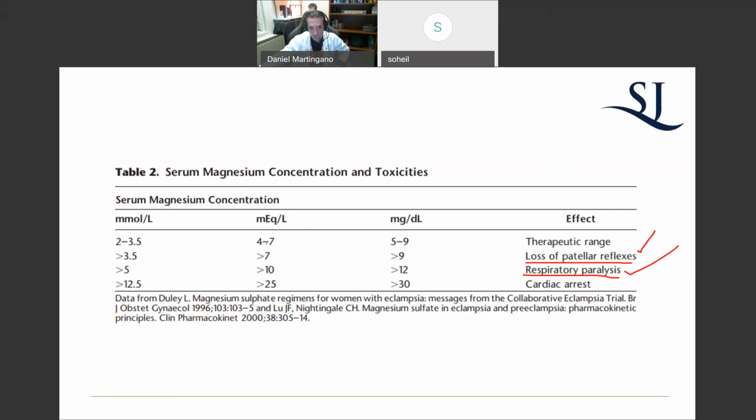If you could appreciate, you have to be at a pretty high level. You have to be greater than 7 to lose your patellar reflexes, and you have to be greater than 10 to cause respiratory paralysis. And then really, if you get cardiac arrest, you have to be pretty high. There has to be pretty gross negligence to cause that. Your therapeutic range is 4.8 to 8.4. Okay, so anywhere in this range is therapeutic. Generally, when you start to get to like 7 or so, there's some concern, so you want to knock it down.